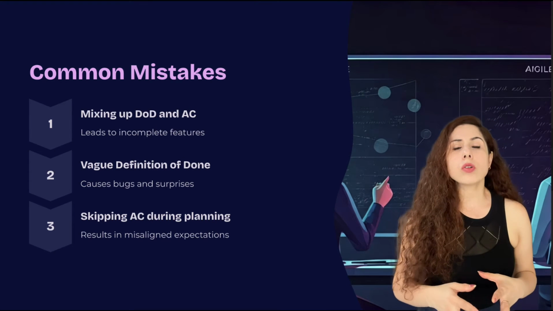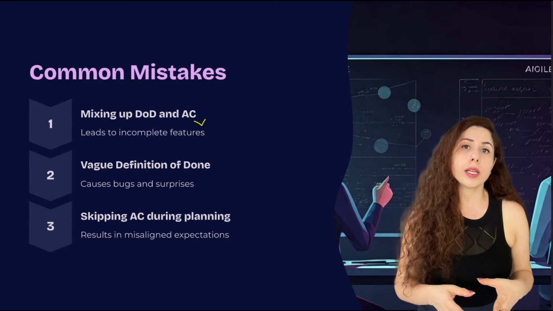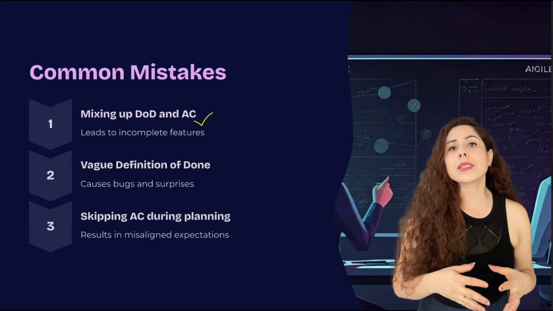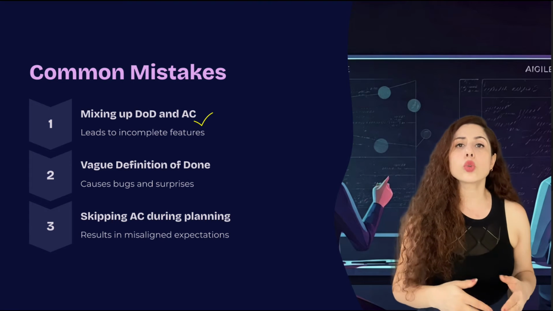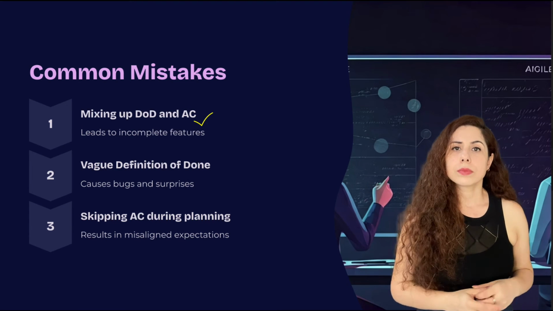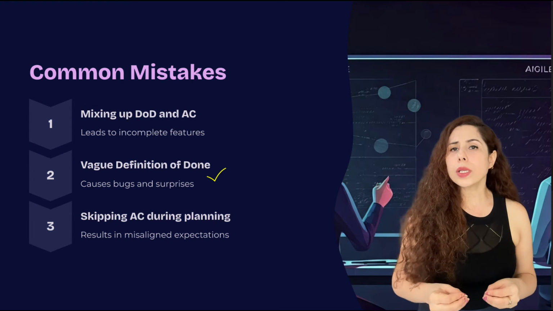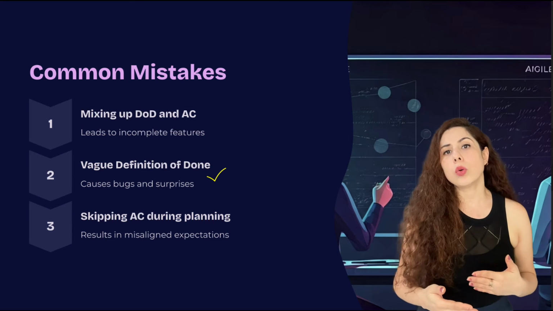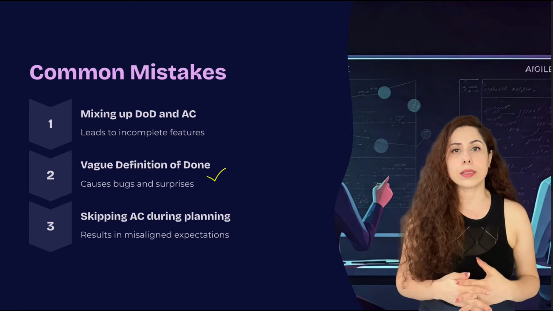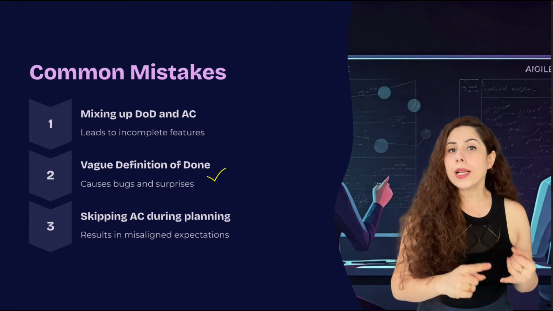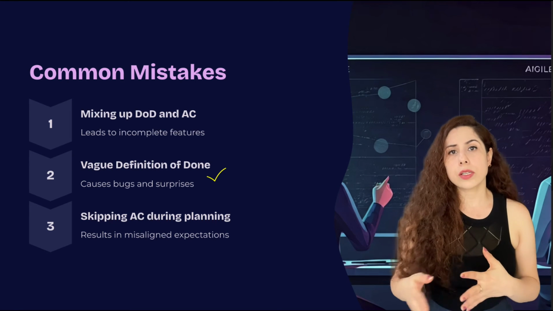Now let's talk about some common mistakes teams make. First, mixing up the definition of done and acceptance criteria. Teams sometimes treat both of them the same and forget any one of them. This leads to incomplete features or poor quality. Second, having a vague definition of done. Some teams only say code is written and forget about testing or review or documentation. This causes bugs and surprises later. Hence, there should be a well-discussed, approved definition of done for all the issues, features, errors, etc.